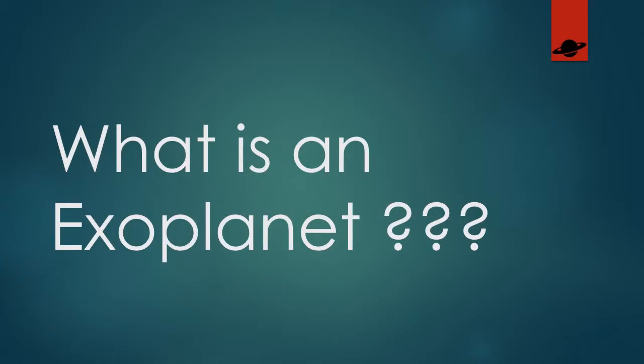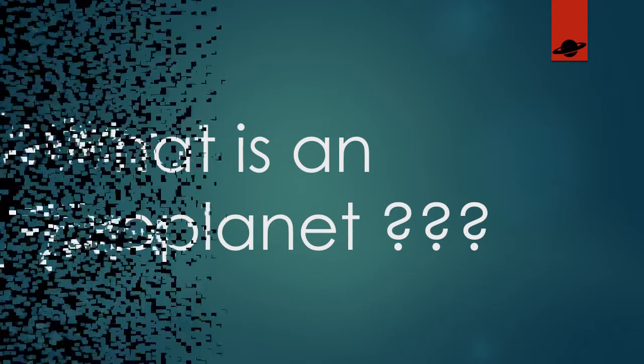What is an exoplanet? An exoplanet is a planet outside of the solar system. The search for exoplanets is one of the most exciting fields within astronomy and may one day give us the answer to whether or not we are alone in this universe.